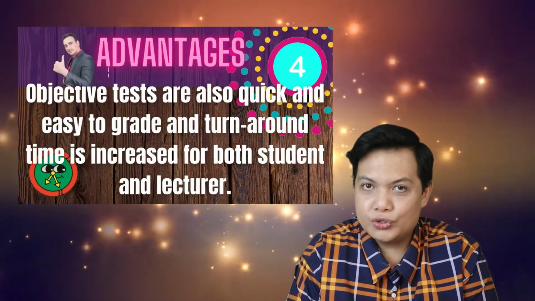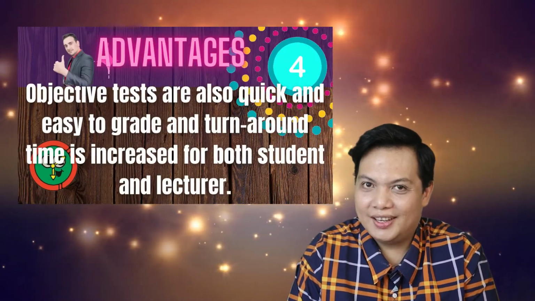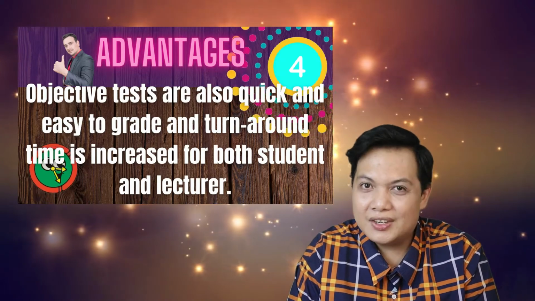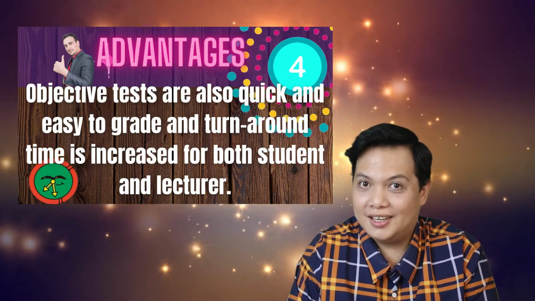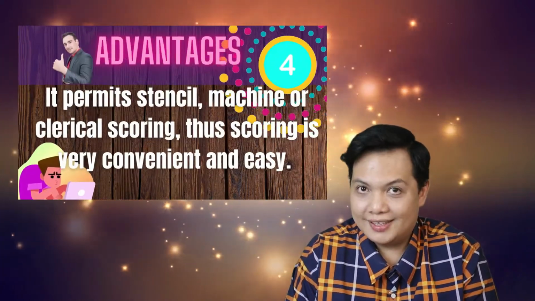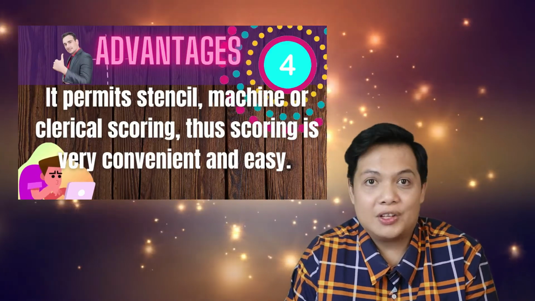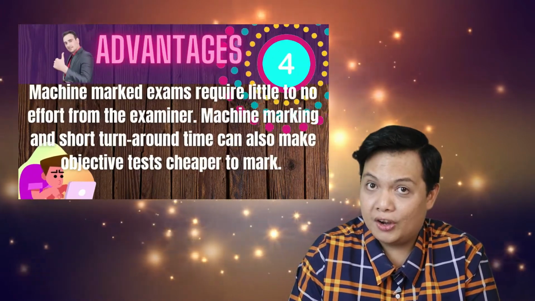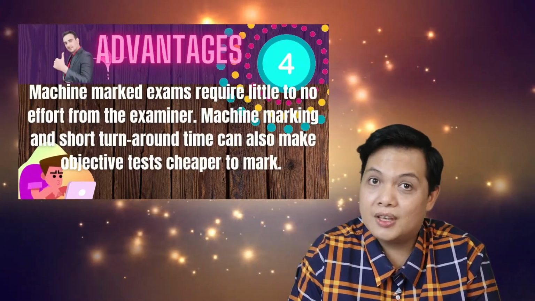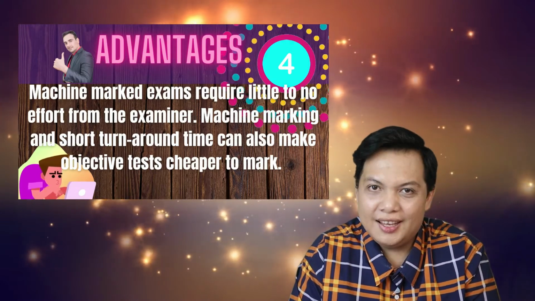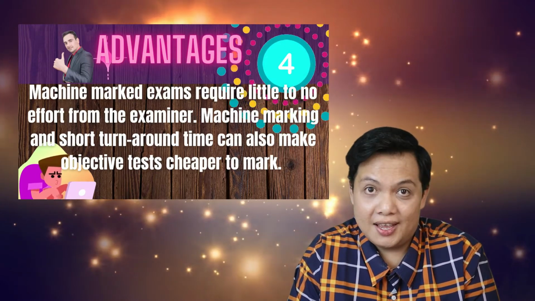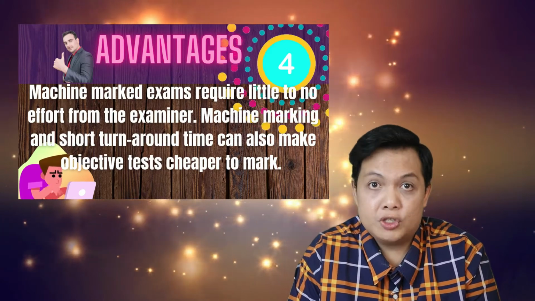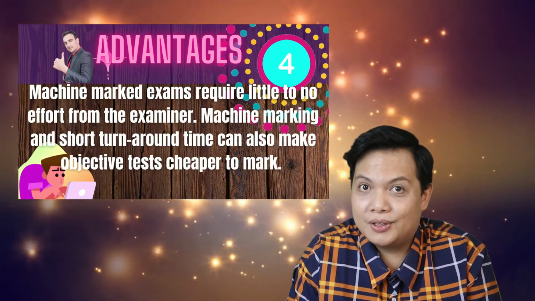Third on our list, it eliminates irrelevant factors such as speed of writing, fluency of expression, literary style, good handwriting, neatness, etc. And although an answer for an objective type question may require recollection of knowledge, there is no deep thinking required and thus can be answered quickly. And number 4, objective type tests are also quick and easy to grade, and turnaround time is increased for both student and the lecturer. It also permits stencil, machine, or clerical scoring. Thus, scoring is very convenient and easy. Machine-marked exams require little to no effort from the examiner. Machine marking and short turnaround time can also make objective type tests cheaper to mark.